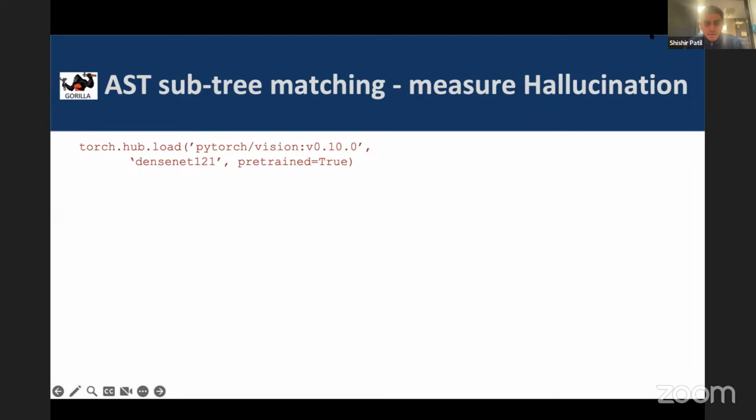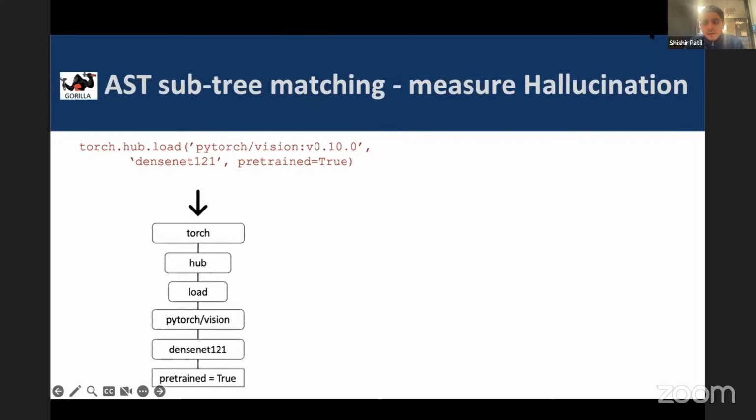So here's one API call. It's a PyTorch Hub API call where I'm trying to call a particular model from PyTorch Vision, or that's the repository, excuse me. And the particular model I'm interested in is DenseNet 121. And of course, there's pretrained equals true, which is an optional argument. So the first thing we're going to do is build a subtree using this particular API call.